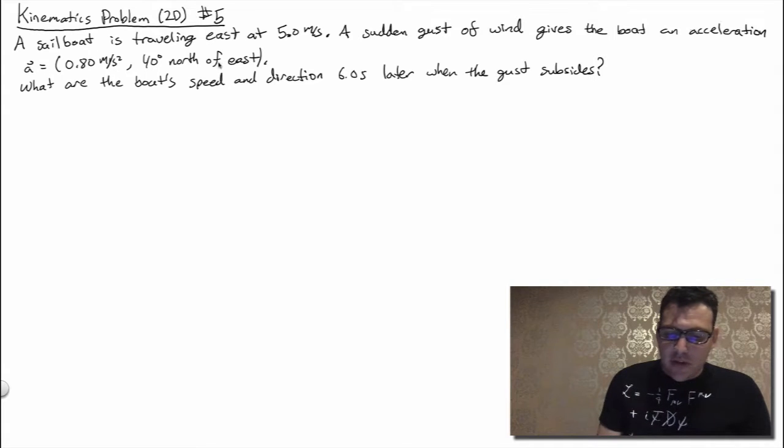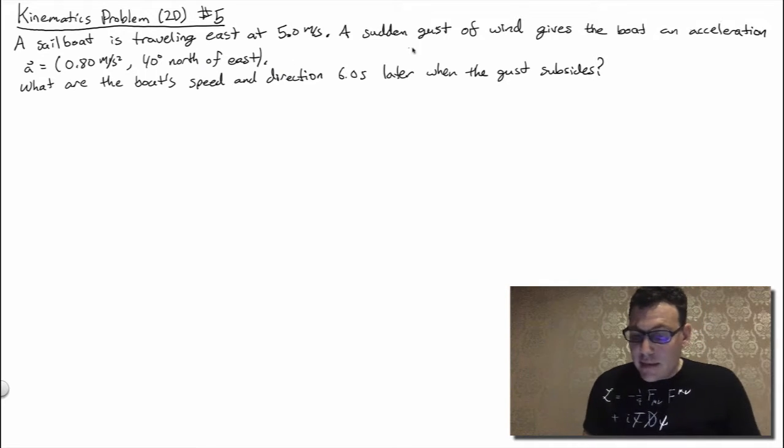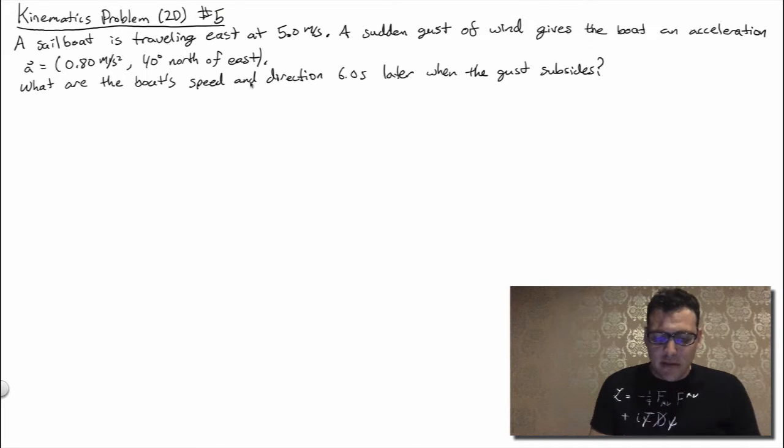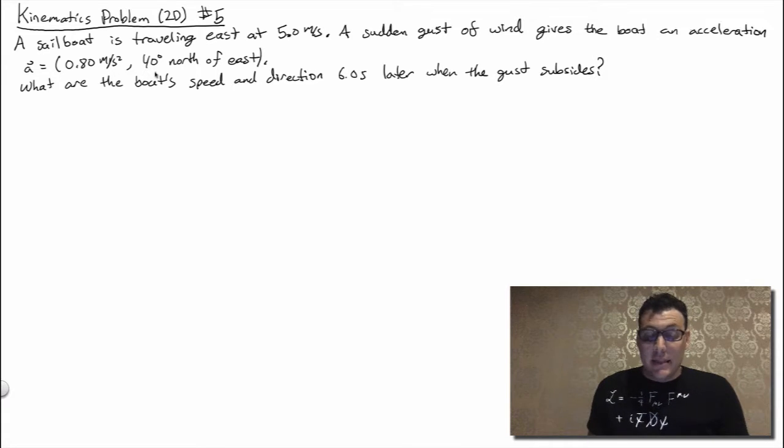A sailboat is traveling east at 5 meters per second. So he has some initial velocity in this direction, so you have a velocity vector. A sudden gust of wind gives the boat an acceleration, and they give the acceleration here as 0.8 meters per second squared in this direction, 40 degrees north of east. And the question asks, what are the boat's speed and direction 6 seconds later when the gust subsides?